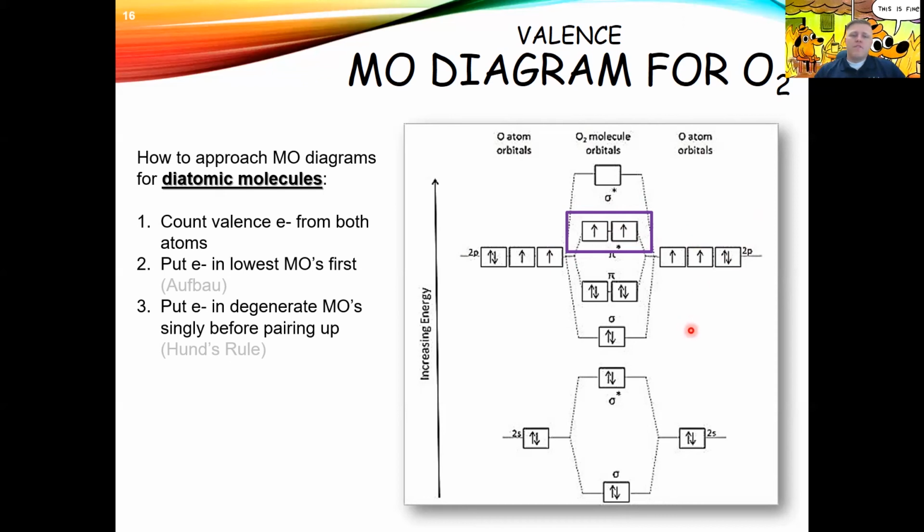Now, if I was going to give you a diagram like this, I could ask you, where's my HOMO? Which orbital corresponds to my HOMO? And of course, your HOMO is your highest occupied molecular orbital. So that would be your pi anti-bonding orbital right here. And if I asked you, where is your LUMO? Your LUMO is always going to be right above your HOMO. It's going to be this sigma anti-bonding orbital.